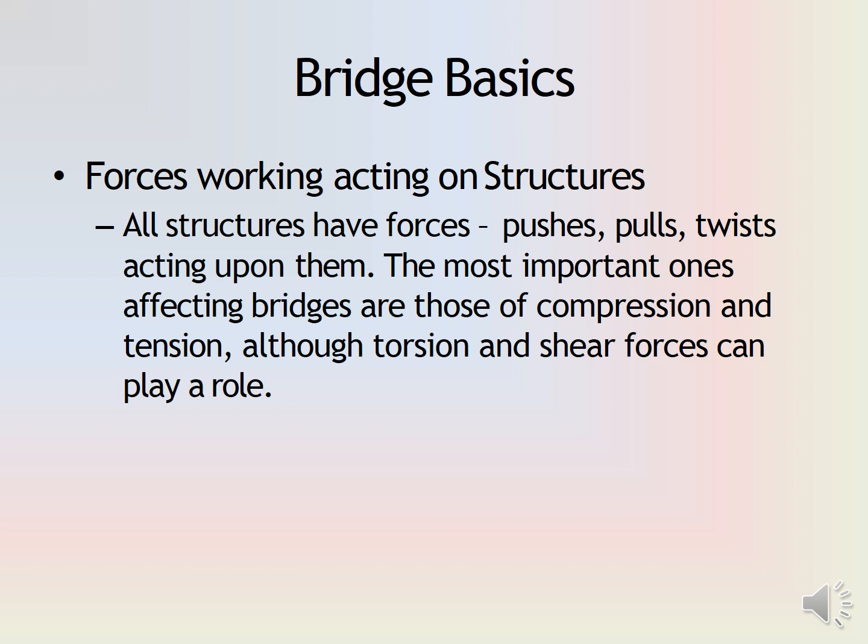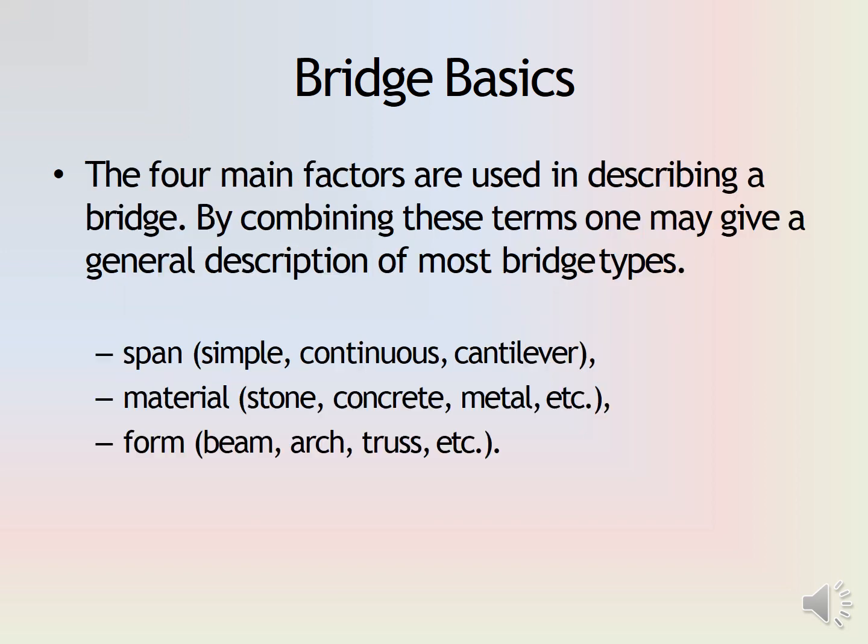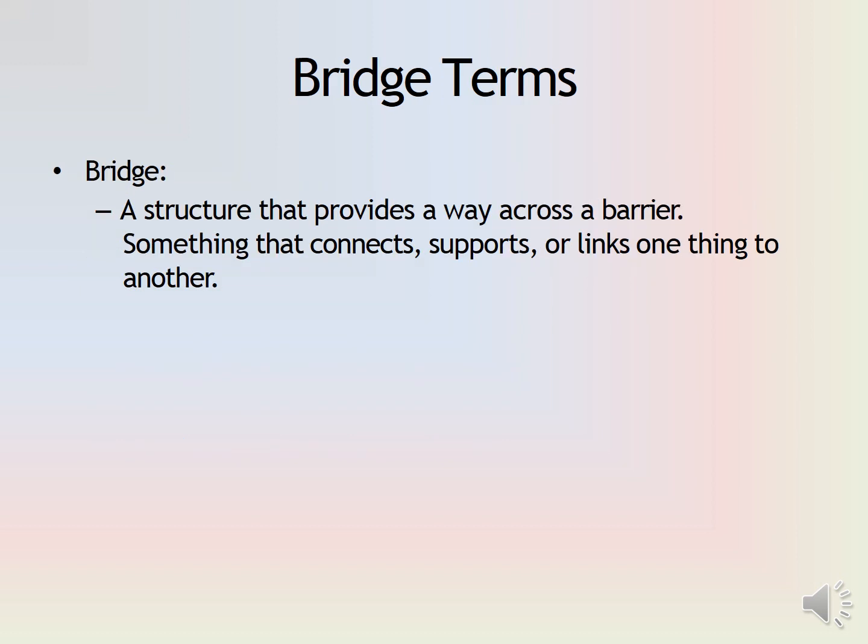Basic forces on bridges: all structures have pushes, pulls and twists acting upon them. So compression, tension, torsion and shear forces play a role while designing bridges. The classifications of bridges in terms of span are simple bridge, continuous bridge, and cantilever bridge. In terms of material: stone bridge, concrete bridge, metal bridge, precast bridge, etc. In terms of form: beam bridge, arch bridge, truss bridge, cable stayed bridge, suspension bridge, etc.